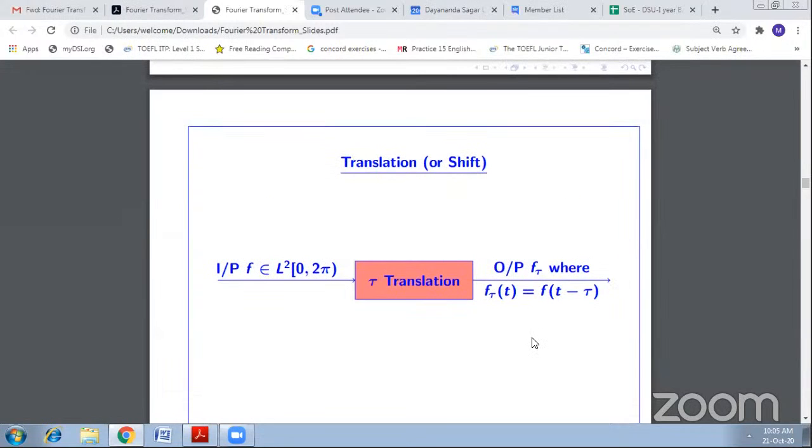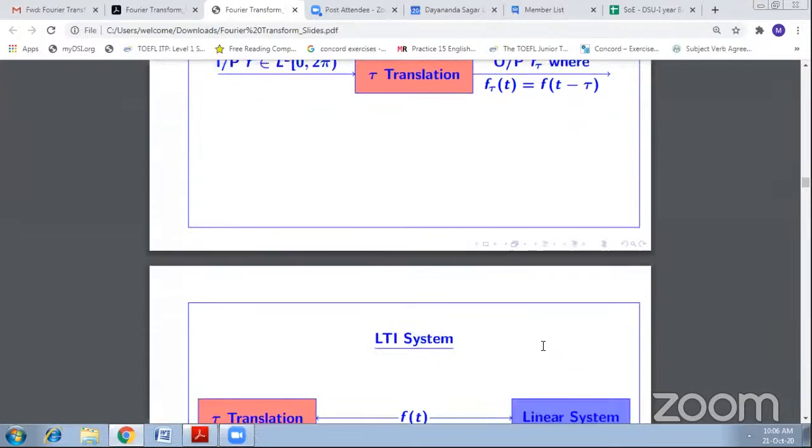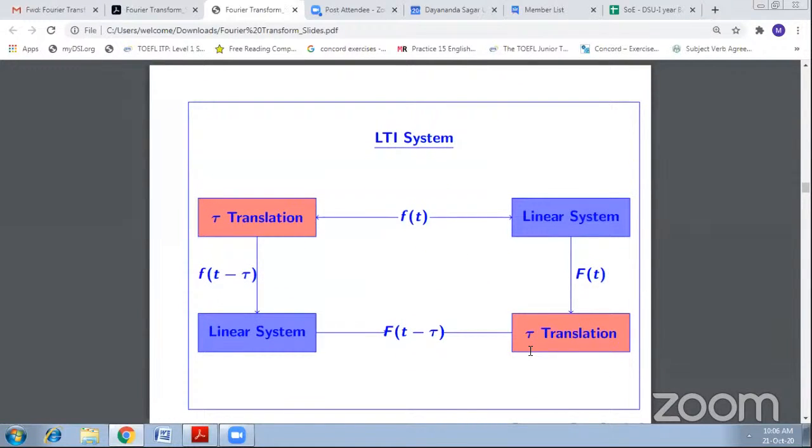Another important operator is the translation operator, the time shift. If you have a function f and you put it through this translation, the time gets shifted. The output is where the time t gets shifted to t minus tau. Yes, next slide, please.